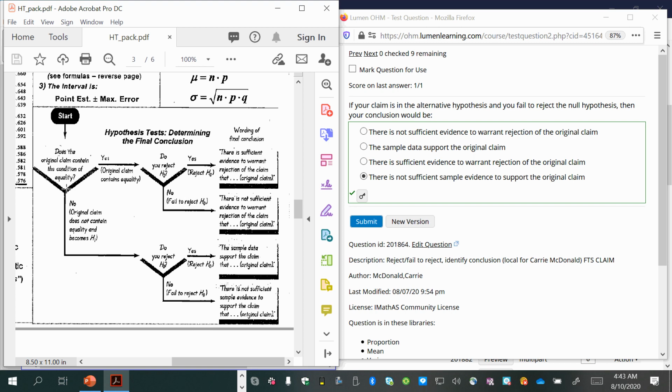However, if your claim does not contain the condition of equality, it'll become your alternative hypothesis. And then if you do reject the null hypothesis, you will support the claim. And if you don't reject the null hypothesis, then you will fail to support the claim or you will not have sufficient evidence. So both of these last ones regard support of the claim, yes or no. And that's because the claim fell under the alternative.